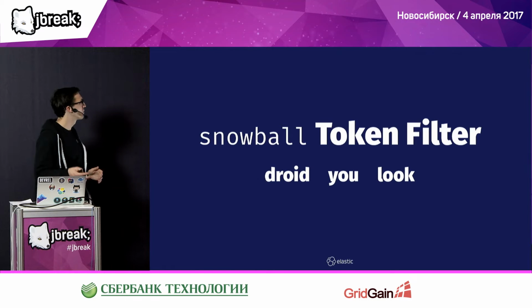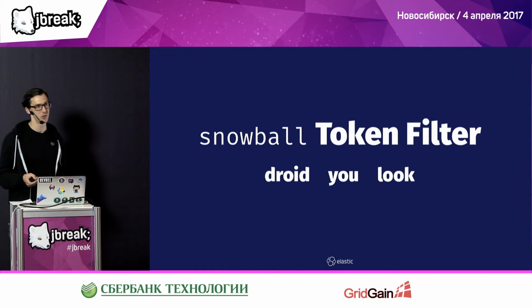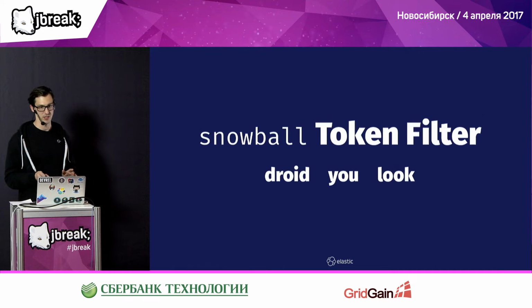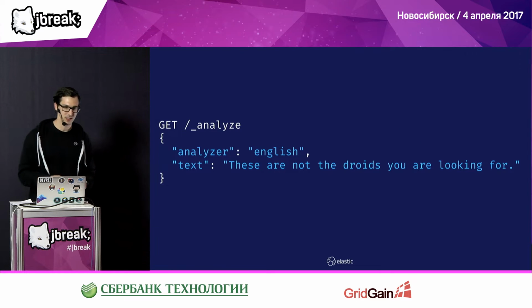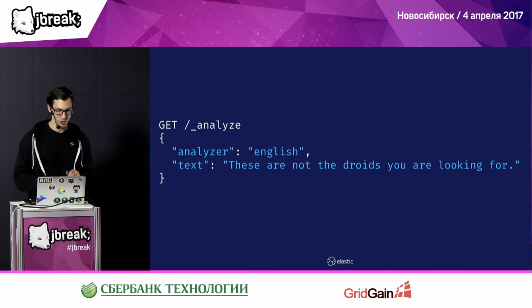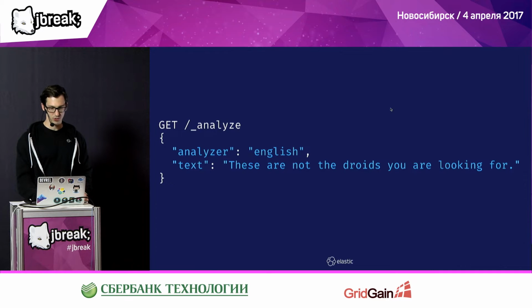There are different stemmers. We're using Snowball. It's open source and widely used. Doesn't make that much of a difference. So you can just throw that against Elasticsearch and run that query. These are not the droids you're looking for.